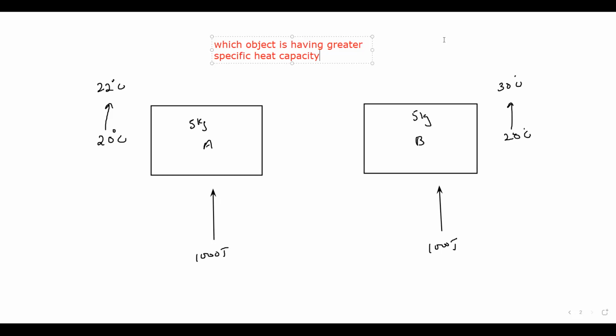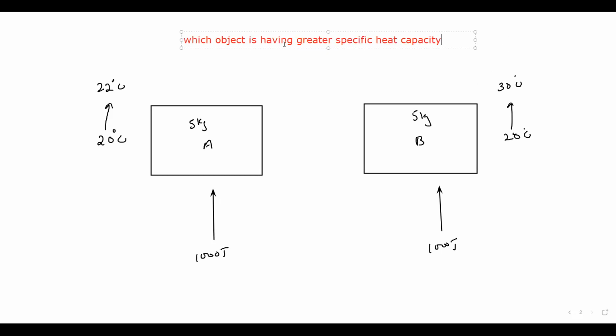We supplied the same amount of energy. We have the same masses as well, but the only difference is the temperature change. Temperature change for A is a small change in temperature, but for B, it is a greater change in temperature. Which object is having a greater thermal capacity?